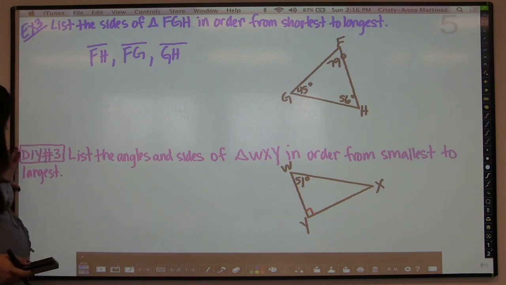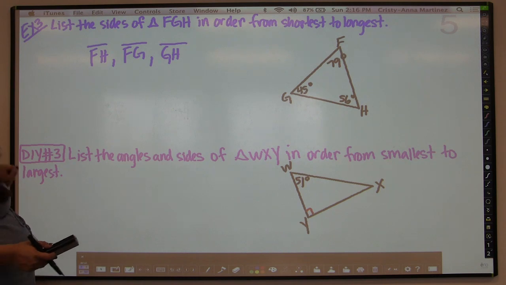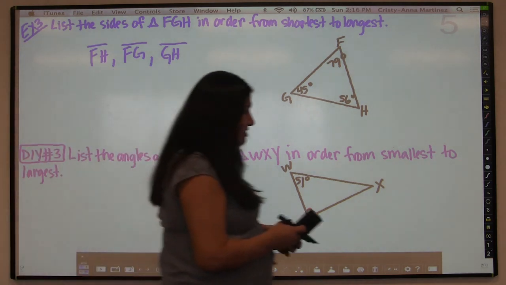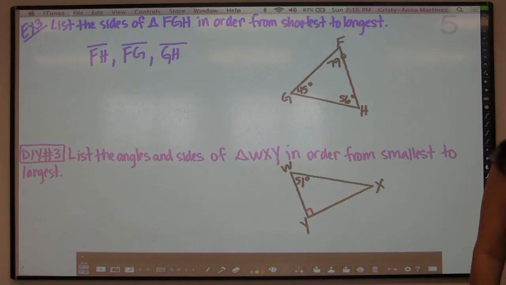So now for do-it-yourself number 3, I want you to list the angles and sides of triangle WXY in order from smallest to longest. And once you have done that, you will have completed your notes for this lesson.